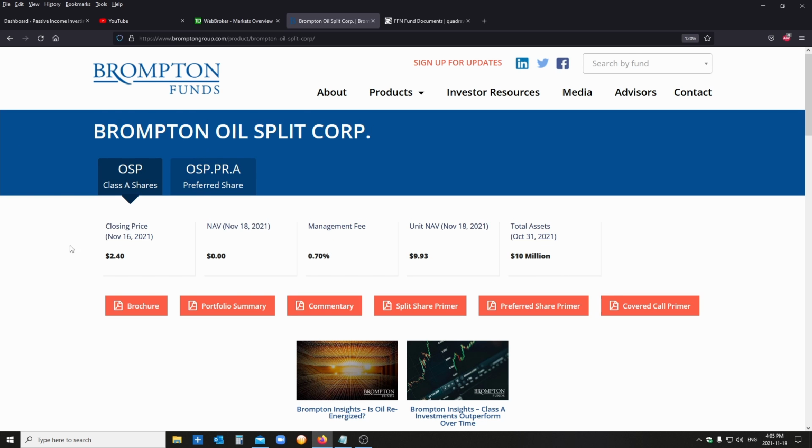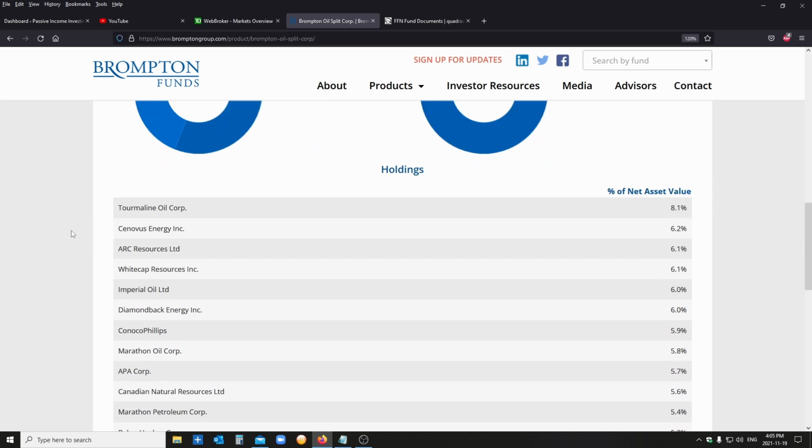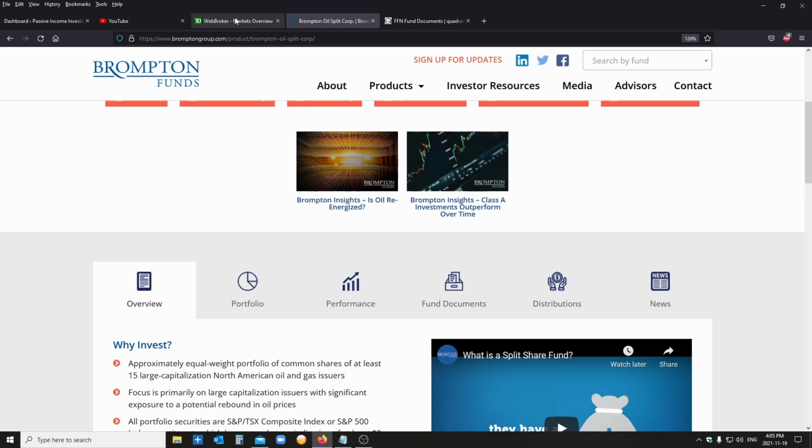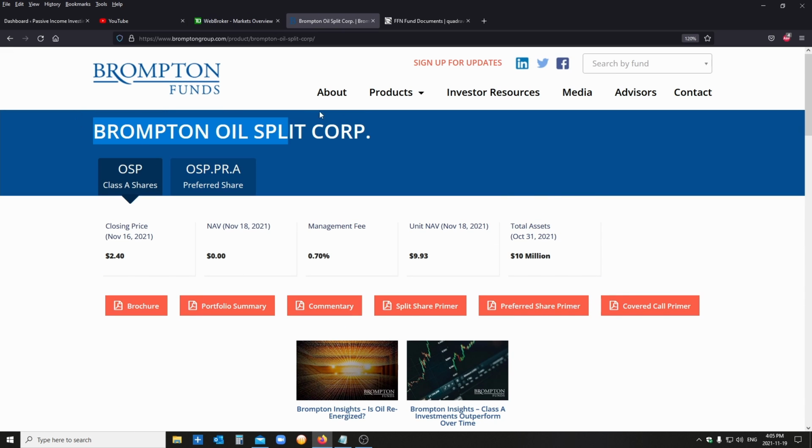This split fund was only oil and gas companies. Because of, I guess, the oil crash in 2018, the split fund went down so much that the Class A shares pretty much have no value. The closing price is 240, but you see here the NAV is zero. So yes, they're still actively traded, but there's no income. For me, this looks like the death of the Class A shares.